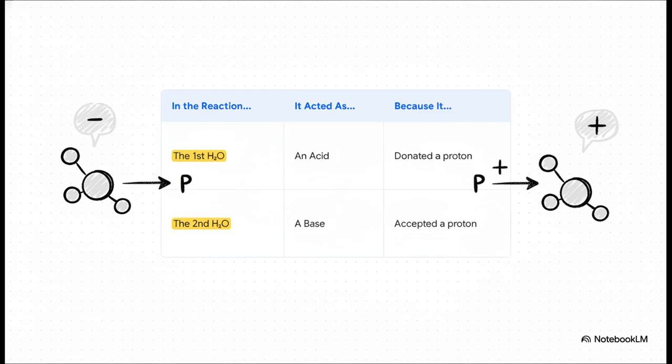And this right here, this is the ultimate proof. In a substance that's nothing but water, you have one water molecule being an acid, while the other is being a base, at the exact same time. It's the perfect demonstration of its amazing amphoteric nature.